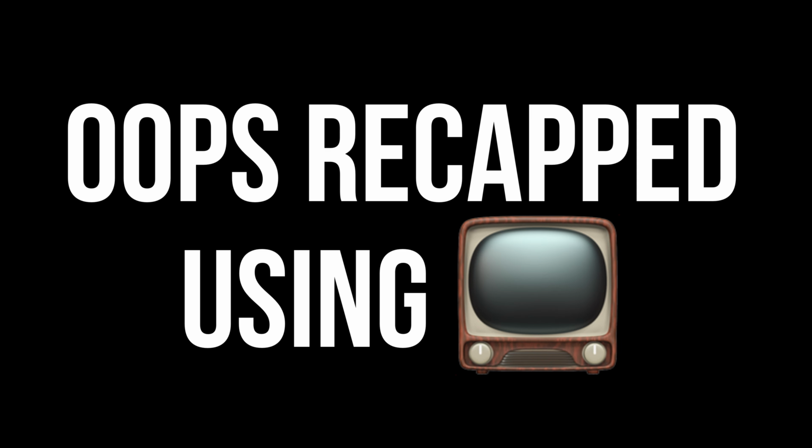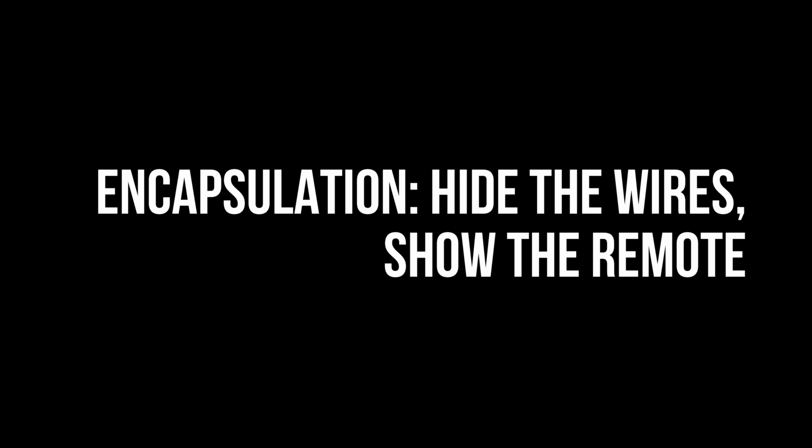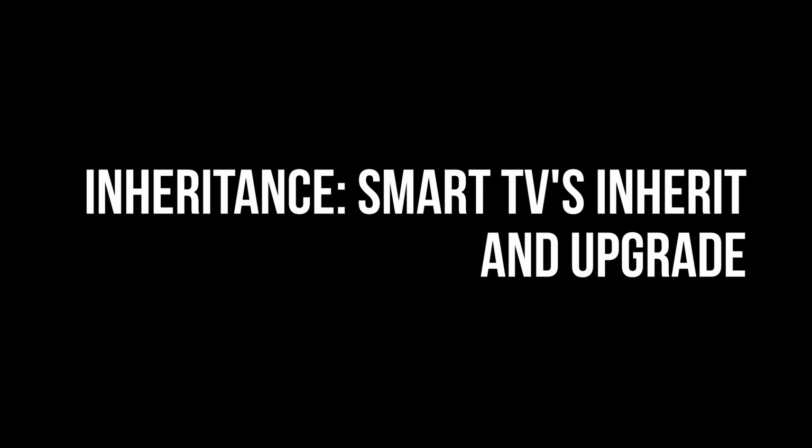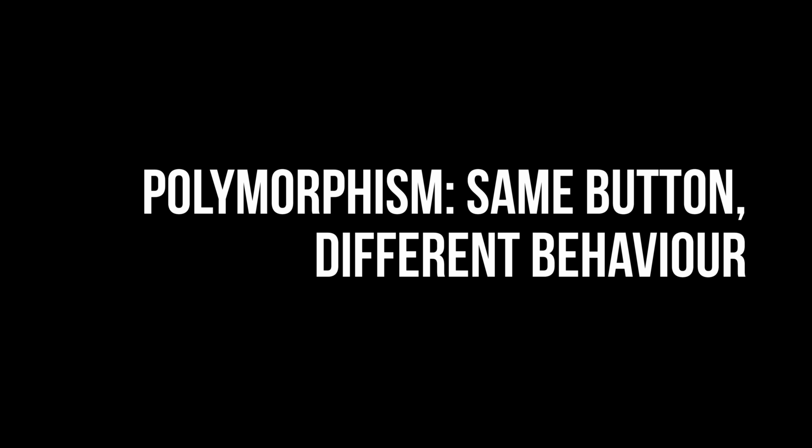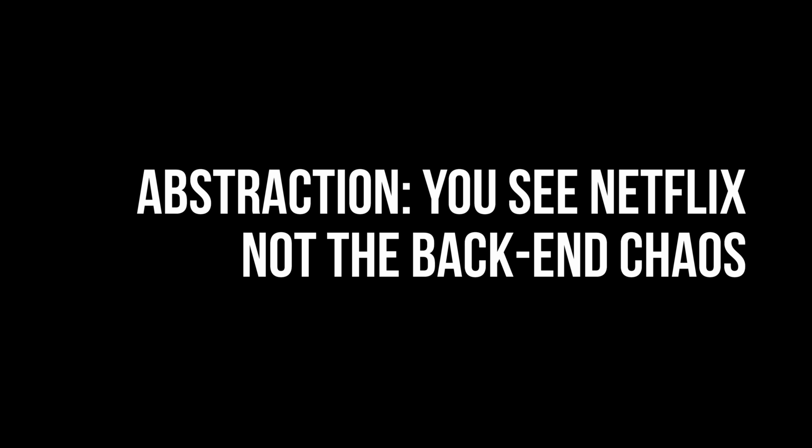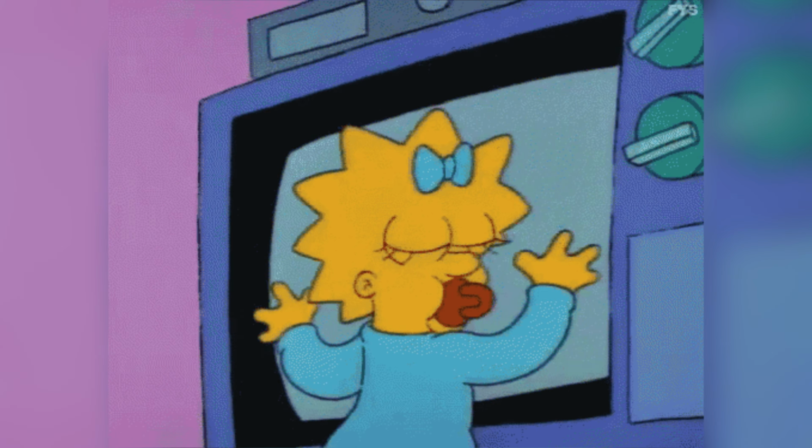So let's recap OOPS using our TV. Class, the blueprint. Object, real TVs made from the blueprint. Encapsulation, hide the wires, show the remote. Inheritance, smart TVs inherit and upgrade. Polymorphism, same button, different behavior. Abstraction, you see Netflix, not the backend chaos. Now the next time you hear OOPS, just think of your TV.